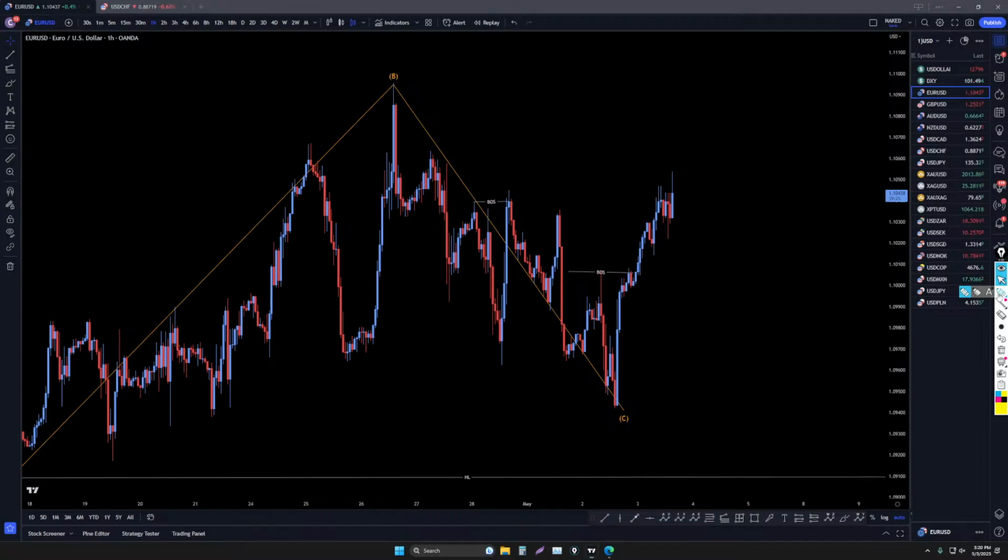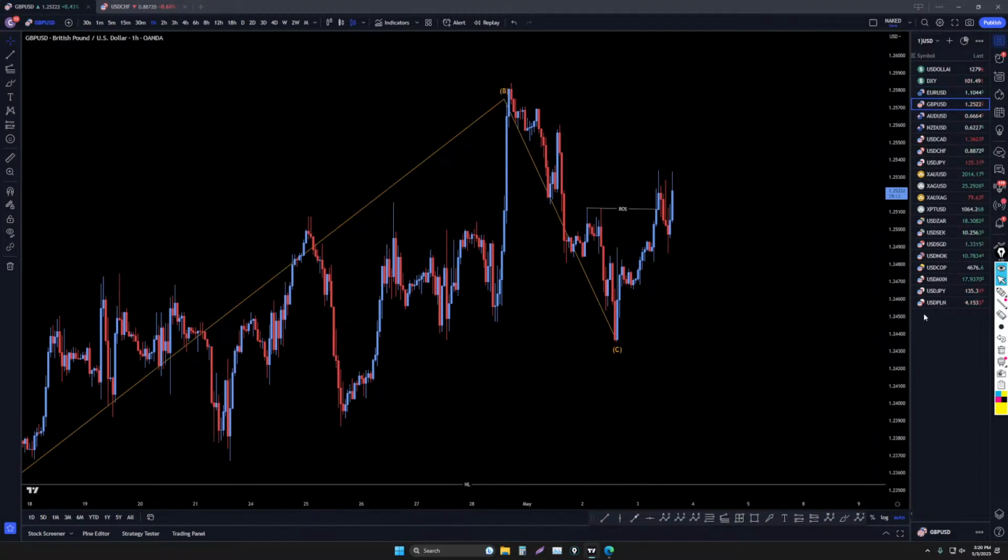Euro dollar, same thing, still going up, still making higher highs. Break of structure should tell us the wave C is over. I think the most likely thing to happen at the news is this will continue the uptrend. Pound dollar, same thing, break of structure. Pullback. The end of that pullback would have been the clearer, safer entry to go long for the continuation of this uptrend. I don't think that's over. I think we have a long way to go to the upside.